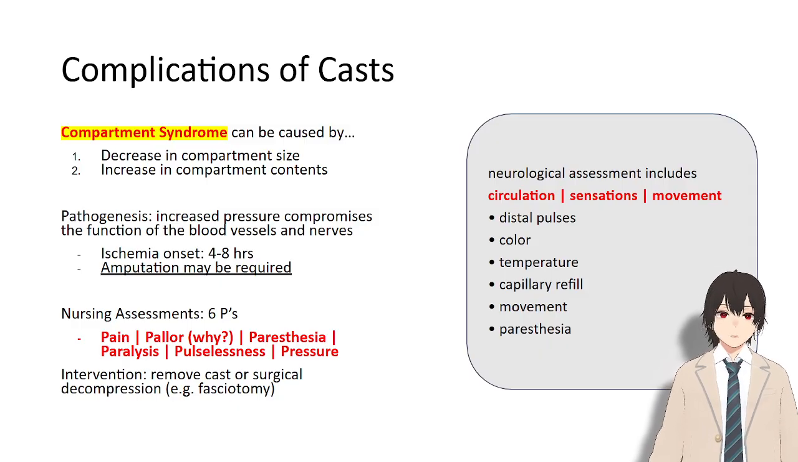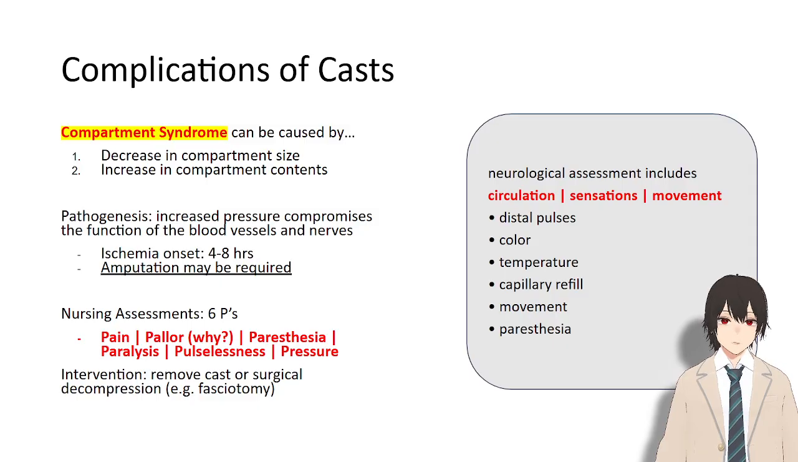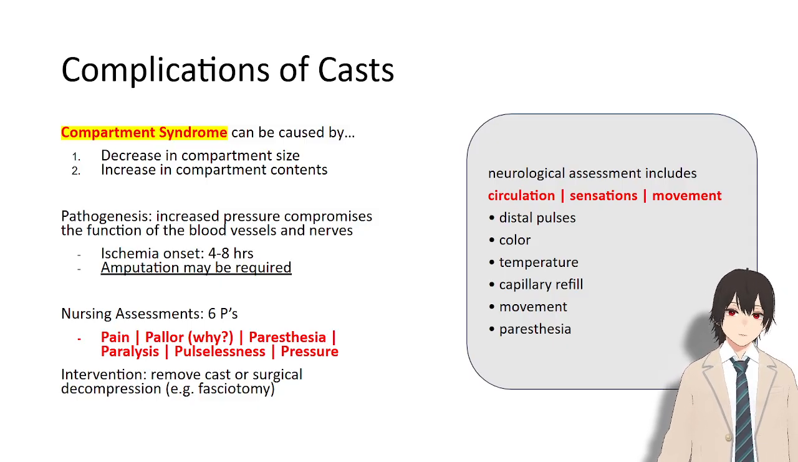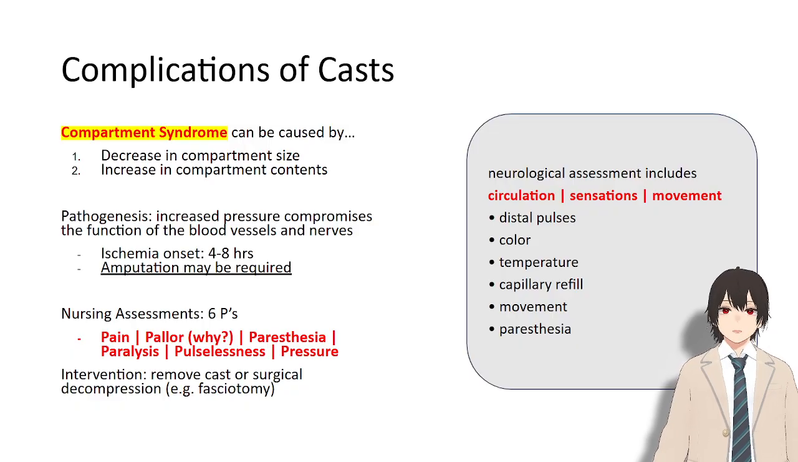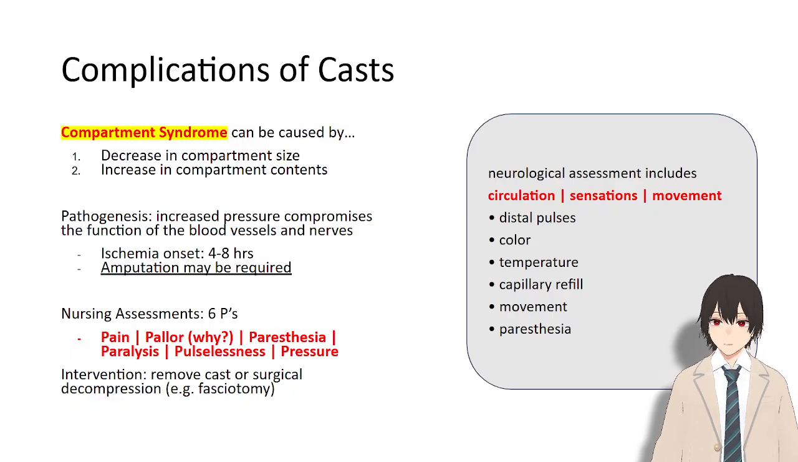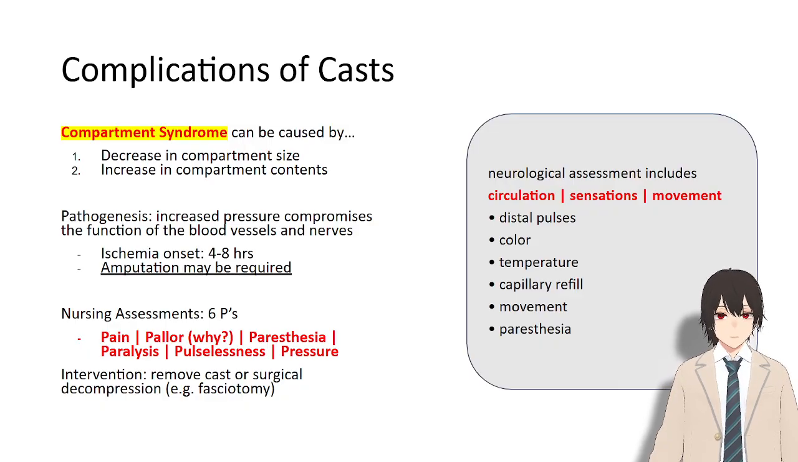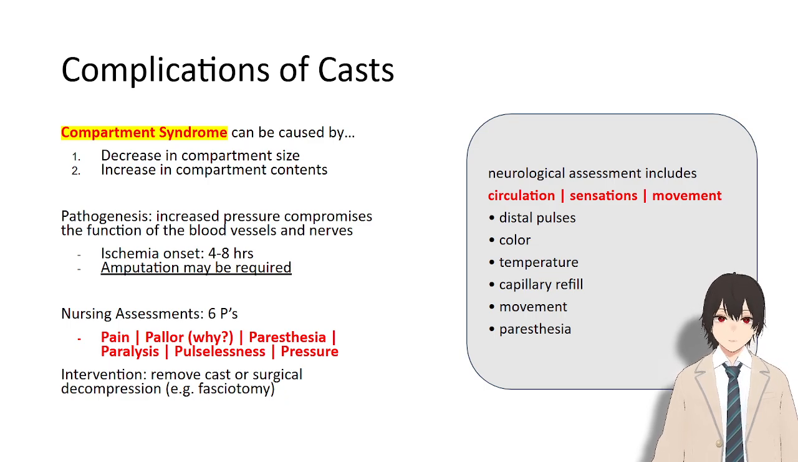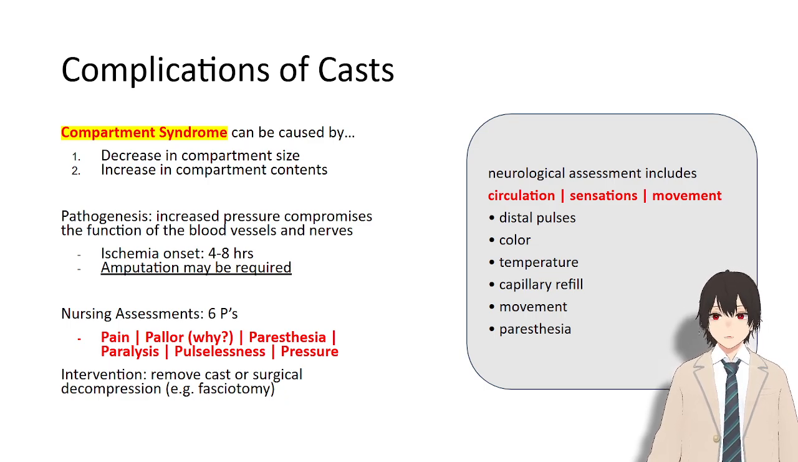Basically, this is a medical emergency, and the answer for questions would always be to contact and alert a physician, because they need to cut that cast off and relieve pressure, sometimes even going as far as a fasciotomy, right? The pathogenesis basically is saying that there's increased pressure that compromises the blood return and circulation in the nerves. So ischemia can be as quick as 4 to 8 hours, and if you don't take this seriously, the limb may need to be amputated. This is why it's a medical emergency and you need to let the doctor know right away.